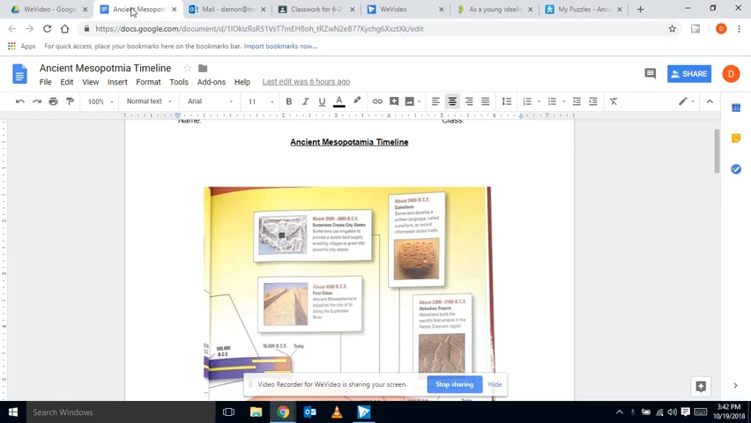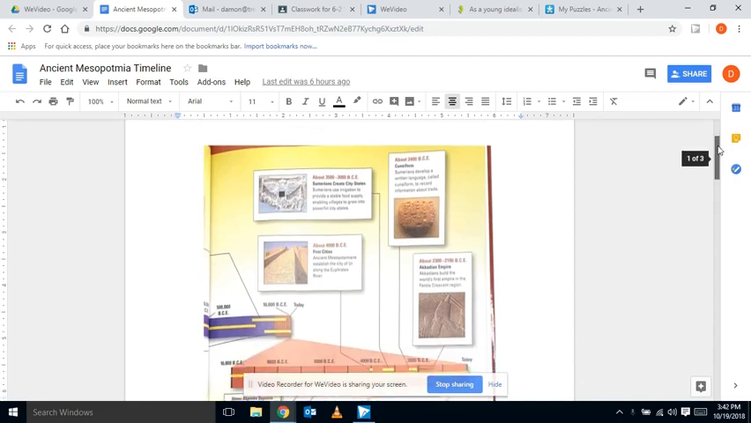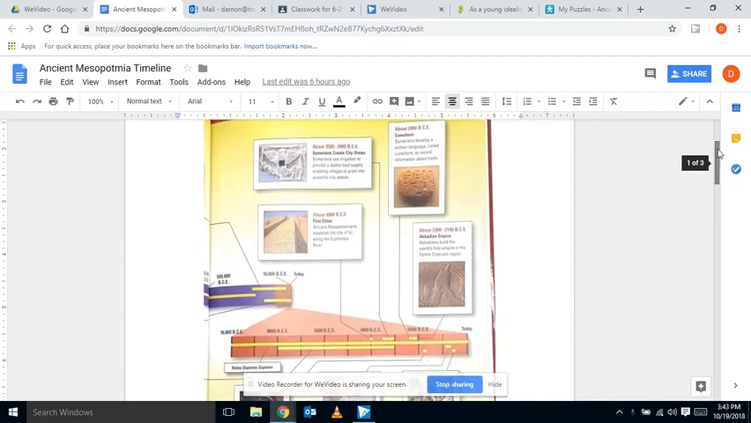Timeline reading. The first thing to do when looking at a timeline is to see what the title is. In this case, the title says Ancient Mesopotamia Timeline. That means the timeline is going to be about ancient Mesopotamia. Now, then we go and look at the actual timeline itself.